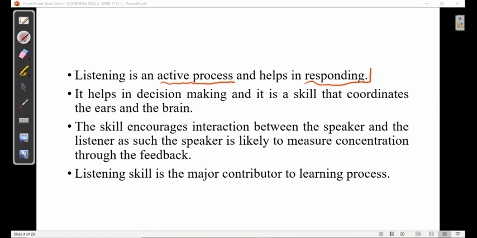People who listen well don't do it because there's nothing to be said at the moment, but because they want to make sure that their response is going to be worth it. Listening helps in decision making, and it is a skill that connects the ears and the brain. The coordination between the ears and the brain has to do with listening. This is why there is often a problem when people just speak and speak without listening. There will be little coordination between the ears and the brain.